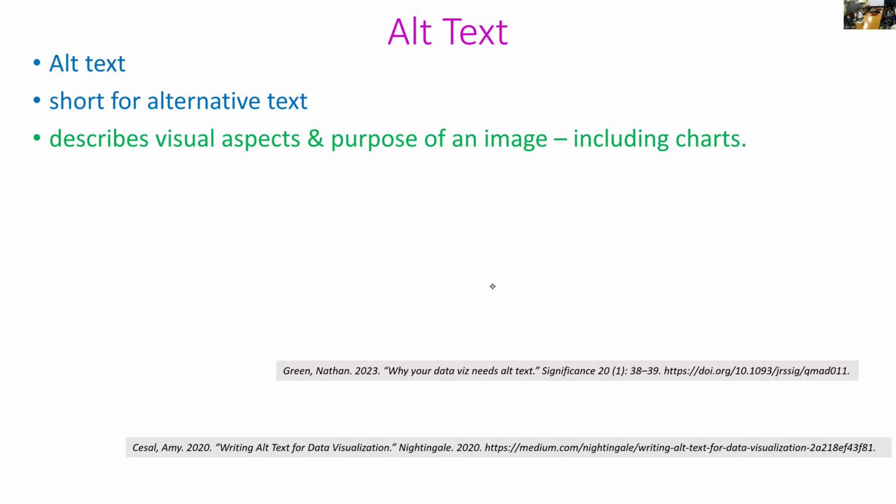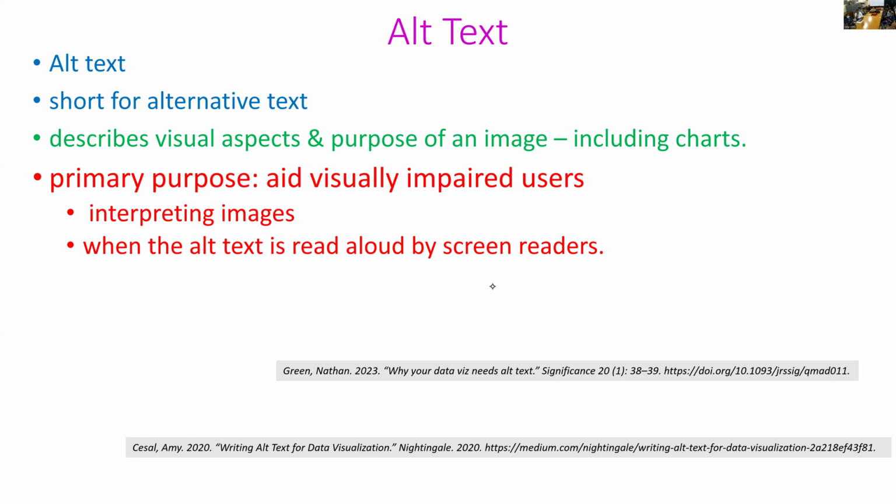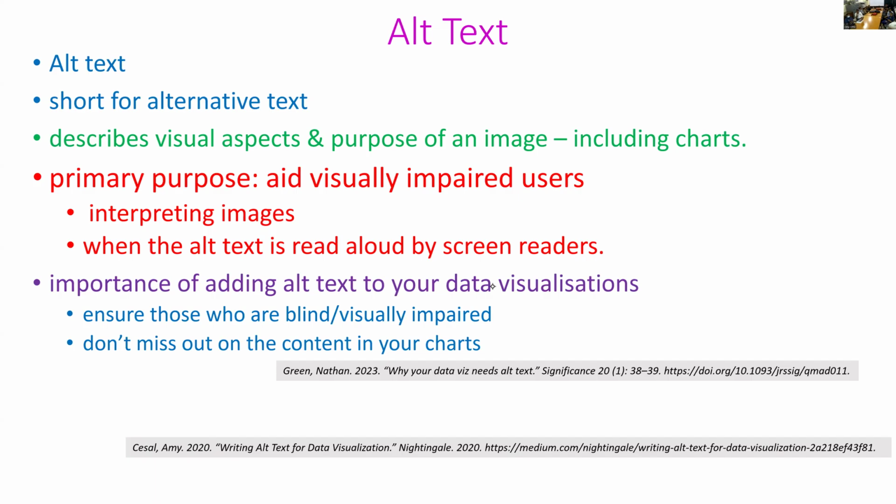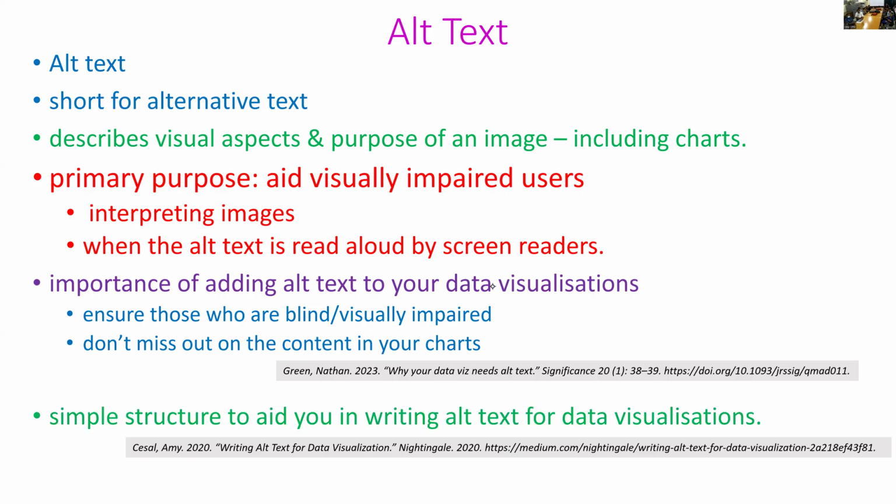If you have a picture in a PDF document, how will the blind person understand the picture? The PDF cannot give a picture, right? So you have a description of the picture in the text. When they read that, the text reader will pick it up and describe the picture to them. So the primary purpose of alt text is for visually impaired users to interpret images when that alt text is read by a screen reader, correct? Any doubt about what alt text is? So you must ensure that there is some amount of alt text in your pictures so that a blind or visually impaired person can understand.